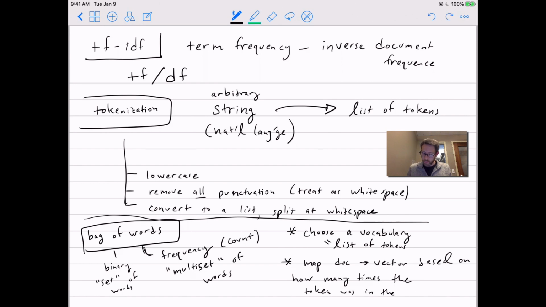Think of the vocabulary as a list of tokens. Then if there were only 5 tokens, the vector would be something like, in the binary case, 0, 1, 1, 0, 0. And that would simply mean that the second and third words in your vocabulary were in your document, and the first, fourth, and fifth tokens in your vocabulary were not in your document.